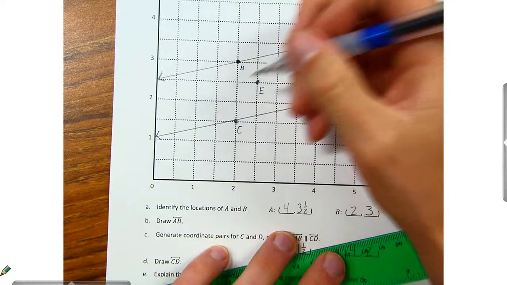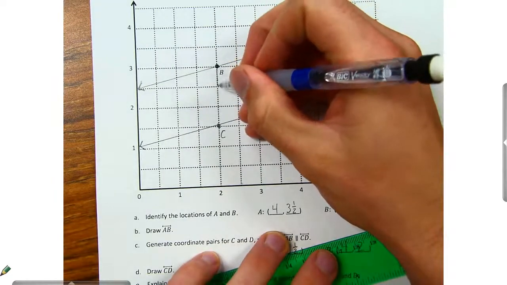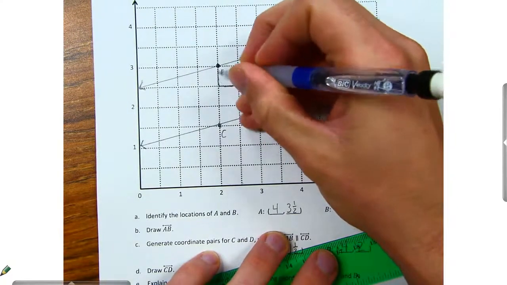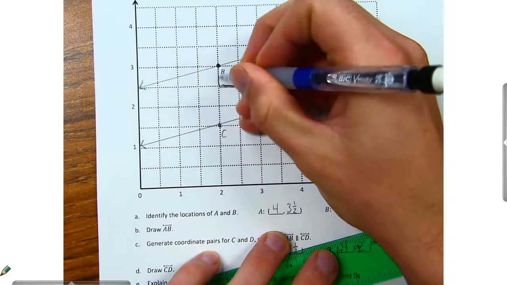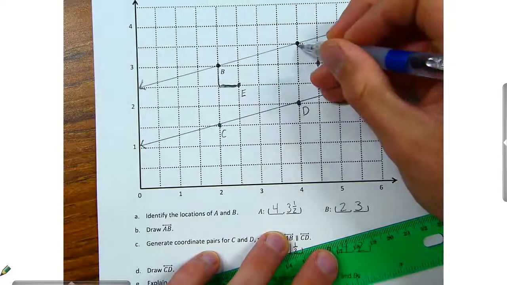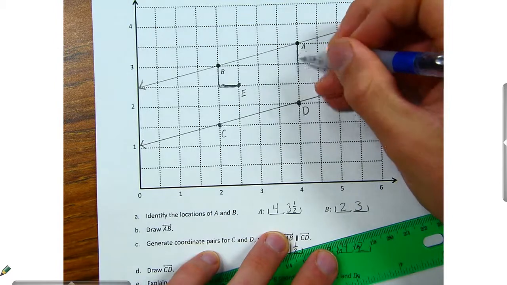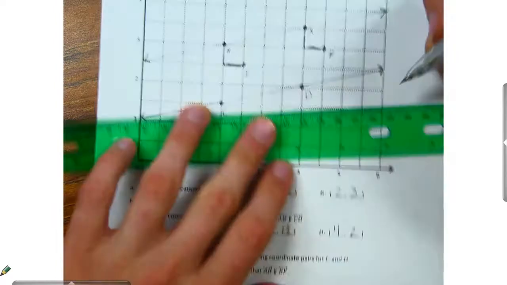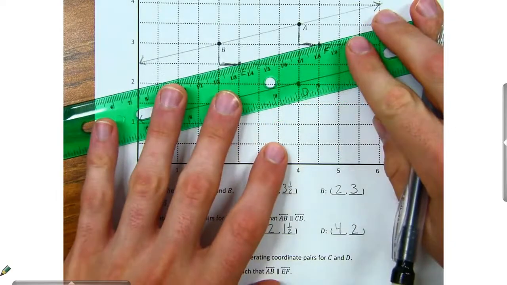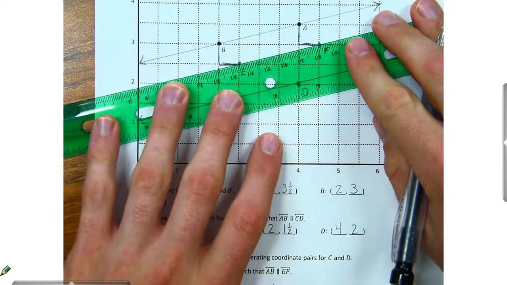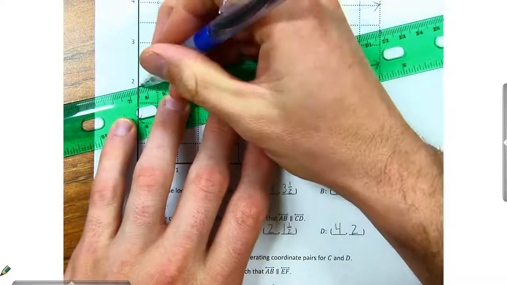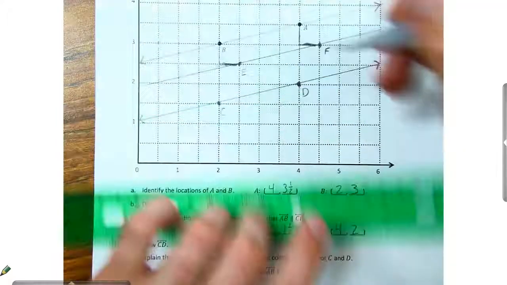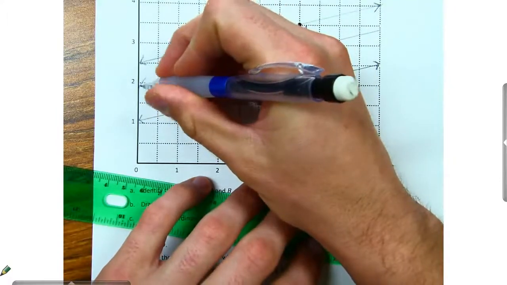So again, if you look, I moved down 1, over 1, and I did the same thing with point A. So as long as I move the point the same way, I'll end up with a parallel line. Draw that right now. Line EF. And as you see, we have another parallel line here.